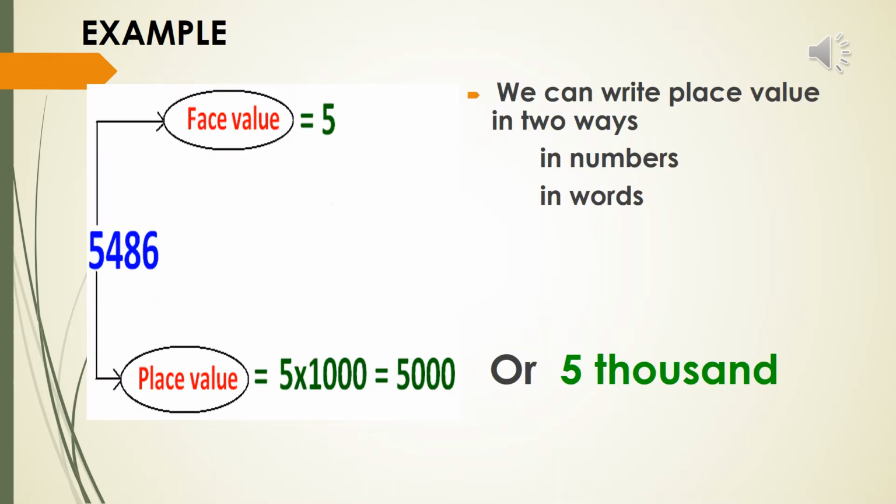For example, in 5486, the face value of 5 is 5, but its place value is 5 into 1000, that is 5000, or written in words it is five thousand. Remember, we can write down place value in two ways, in numbers and in words.